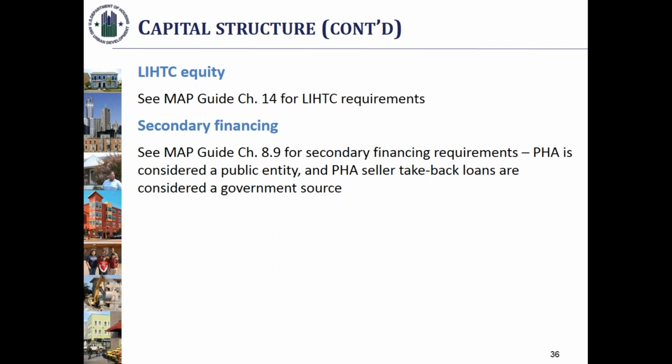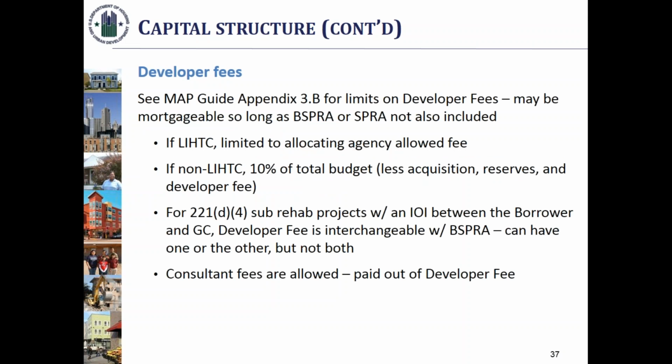We already talked about tax credit equity. Go to Chapter 14, secondary financing. Chapter 8.9 of the MAP Guide lays out all the secondary financing requirements. As you know, a PHA is considered a public entity, and so it's considered public debt. And PHA seller take-back loans are considered coming from a government source as well, so they're treated as public debt.